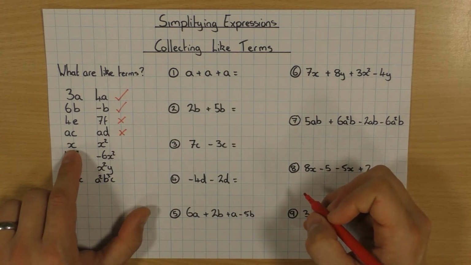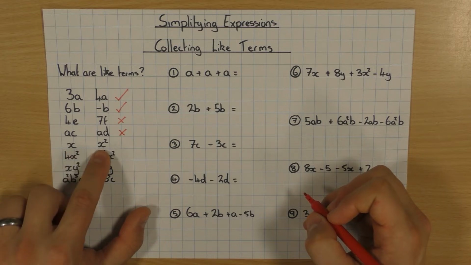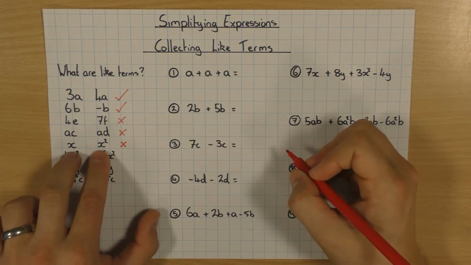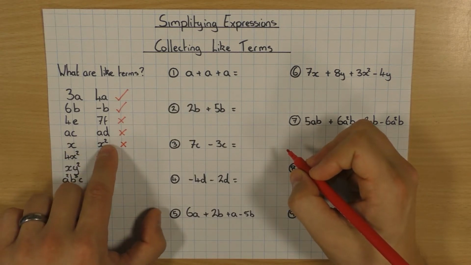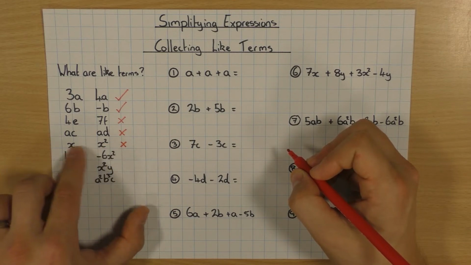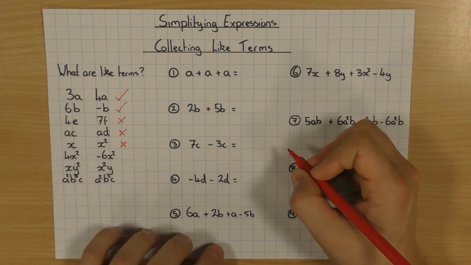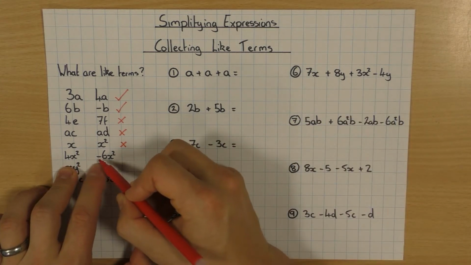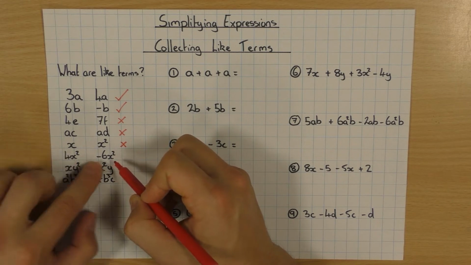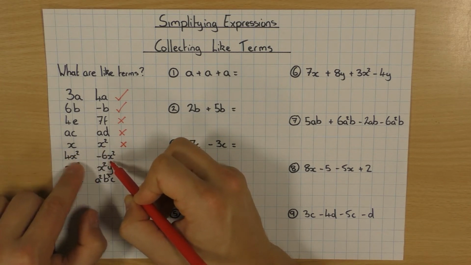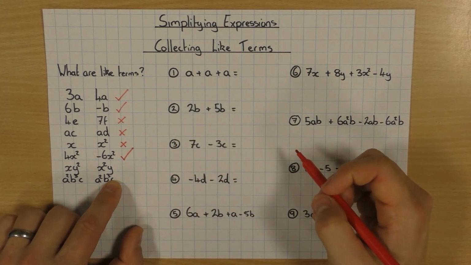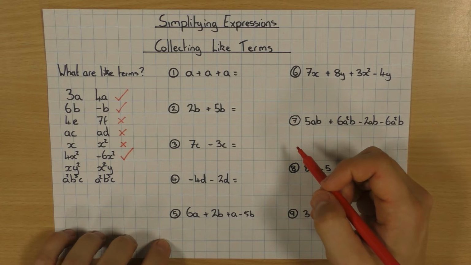Okay, this is where it gets a little bit more interesting. X and X squared. These are not like terms because although the letters are the same, the powers, the indices, also need to be the same. So x and x squared are different. They are not like terms. We cannot simplify them. However, this one here, 4x squared minus 6x squared, again, I ignore the 4 and I ignore the minus 6, just look at the letters, x squared and x squared. So these ones are.